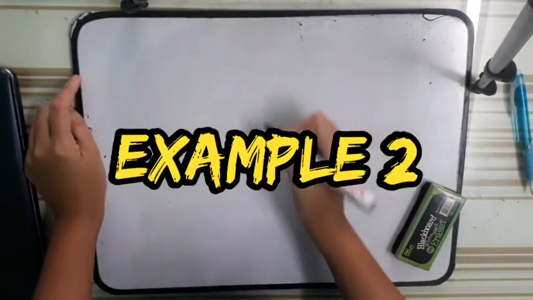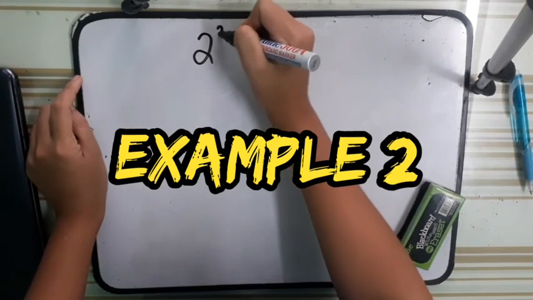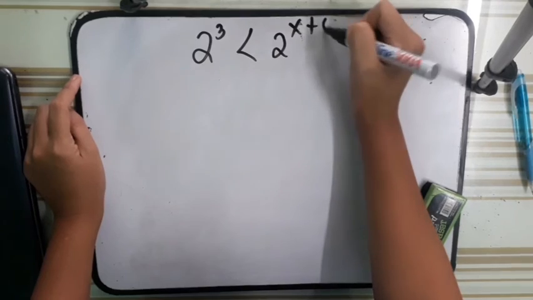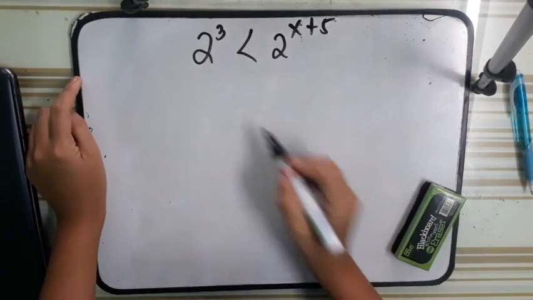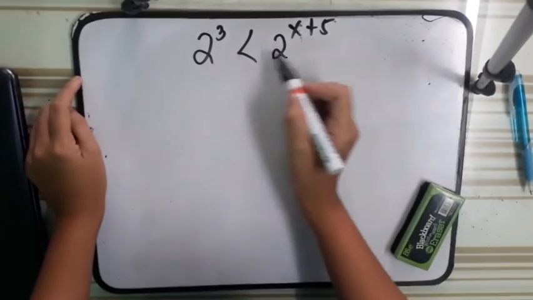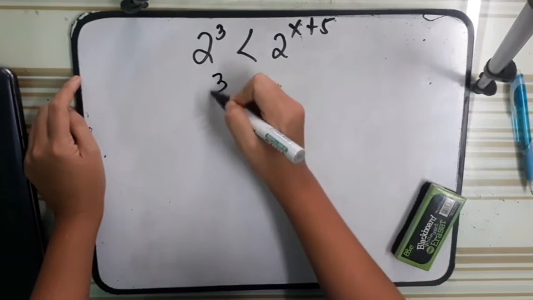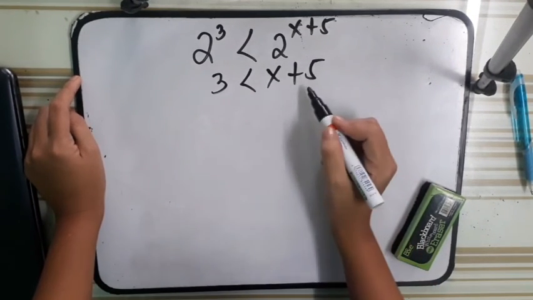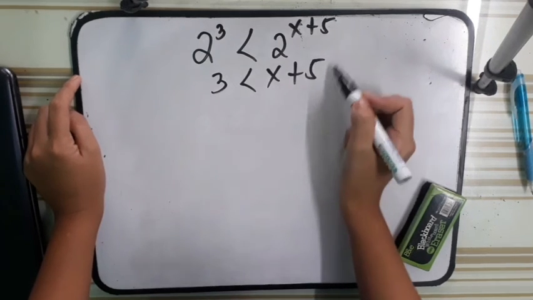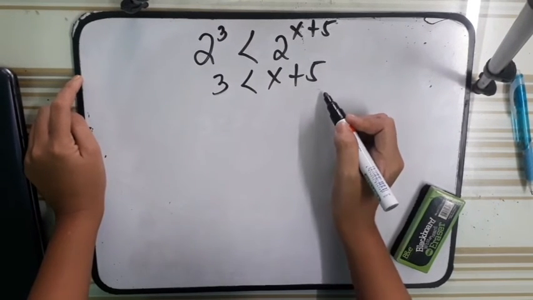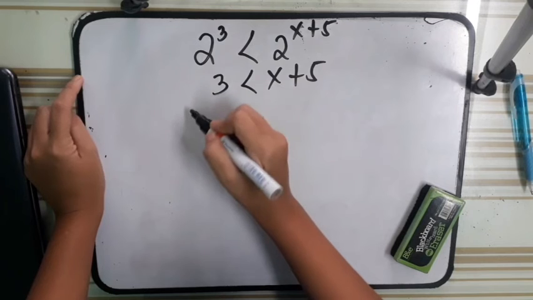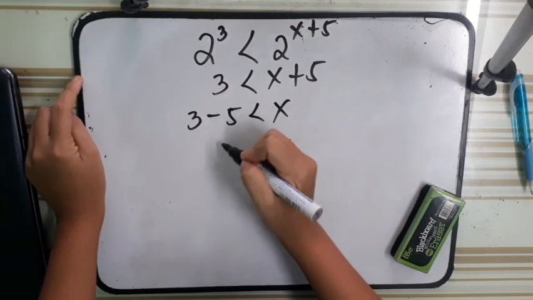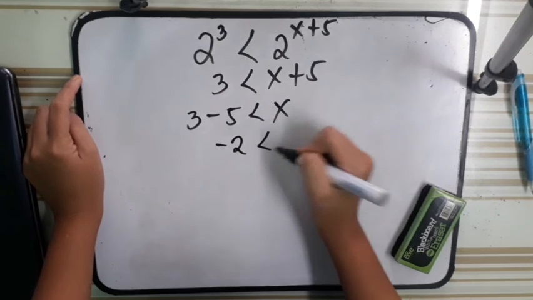Okay, for our final example, let's consider 2 raised to 3 is less than 2 raised to x plus 5. Since the bases are the same, we proceed with solving our inequality. So, copy 3 is less than x plus 5. Then, of course, we isolate x by moving our constant to the other side. Since this is positive, it will become negative. So, 3 minus 5 is less than x. 3 minus 5 is equal to negative 2 is less than x.